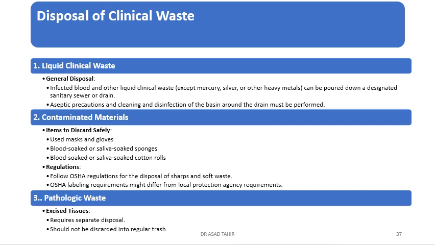Contaminated materials. Items to discard safely: used masks and gloves, blood-soaked or saliva-soaked sponges, blood-soaked or saliva-soaked cotton rolls. Regulations. Follow OSHA regulations for the disposal of sharps and soft waste. OSHA labeling requirements might differ from local protection agency requirements.